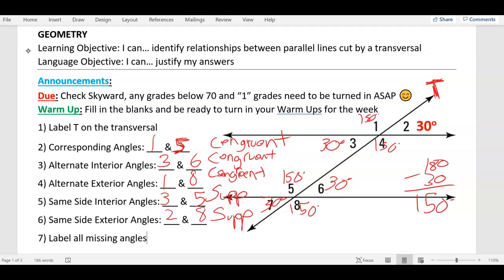Now make sure your name's on your warm-ups. Pass those to the front, and I'll pick them up in a second. I'm going to pass out your assignment for today.